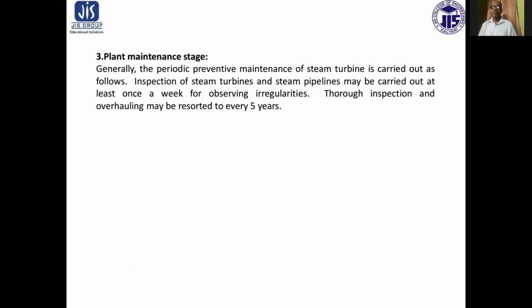Number 3, plant maintenance stage. Generally, the periodic preventive maintenance of steam turbine is carried out as follows. Inspection of steam turbines and steam pipelines may be carried out at least once a week for observing irregularities, though inspection and overhauling may be done every 5 years.